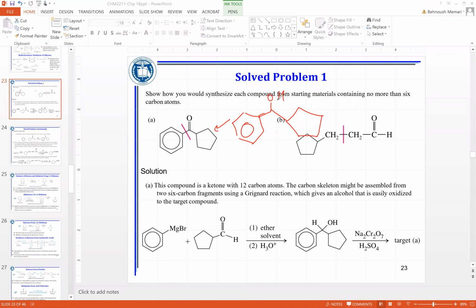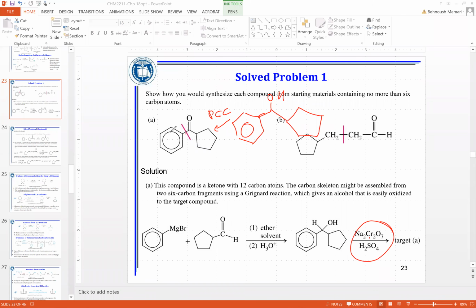So if you have a secondary alcohol and you add PCC, it would change to ketone. If you have secondary alcohol, you add sodium dichromate with sulfuric acid, you will get the ketone. Both strong and weak oxidizing agents work for oxidation of secondary alcohol to ketone.